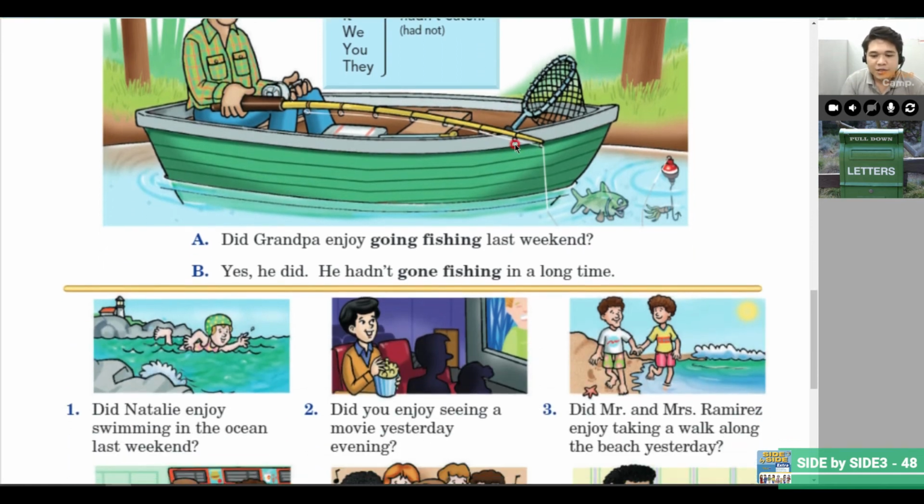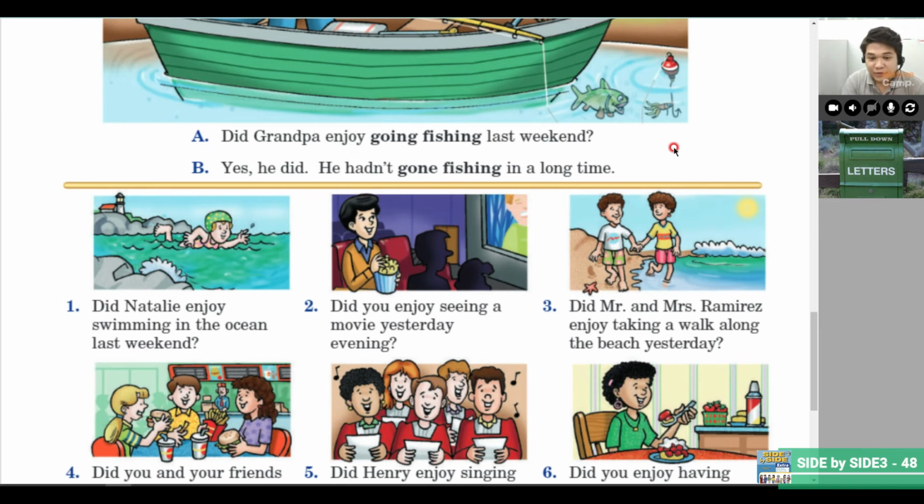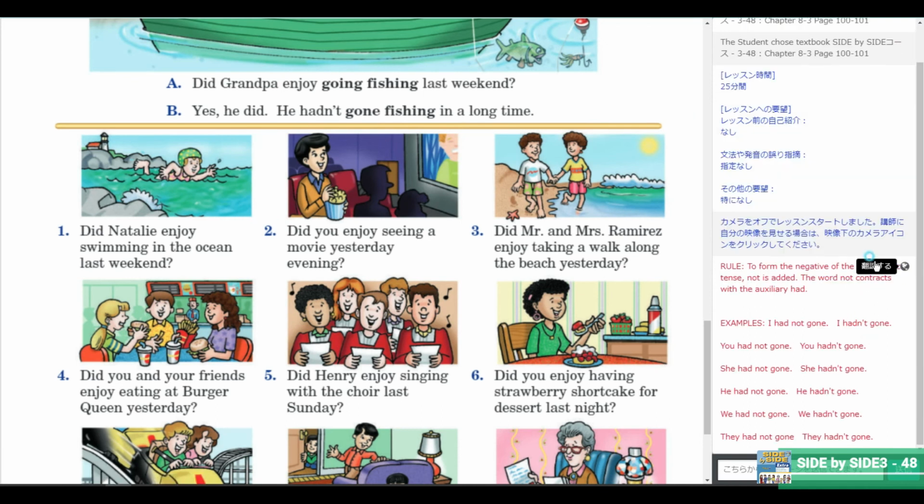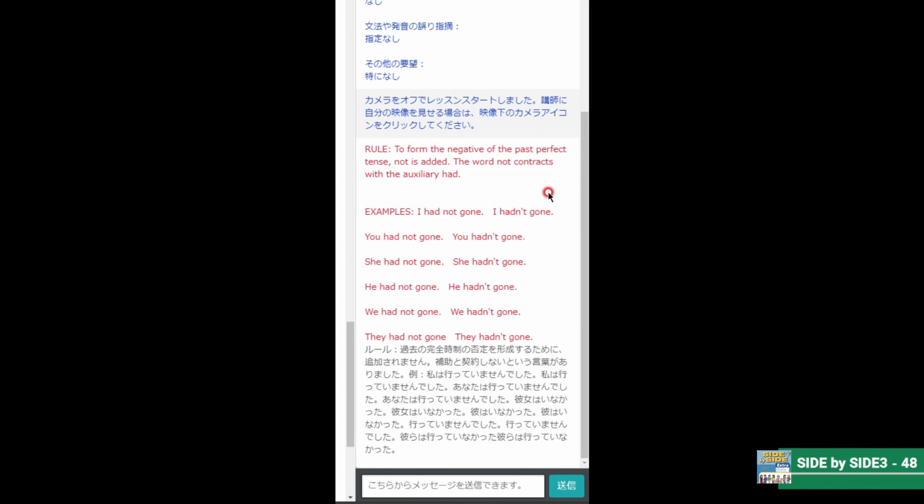Okay, good. So here is the grammar rule for this page. I'm going to put it in the chat box. Please go ahead and read it. To form the negative of the past perfect tense, not is added. The word not contracts with the auxiliary had. Examples: I had not gone, I hadn't gone. You had not gone, you hadn't gone. She had not gone, she hadn't gone. He had not gone, he hadn't gone. We had not gone, we hadn't gone. They had not gone, they hadn't gone.